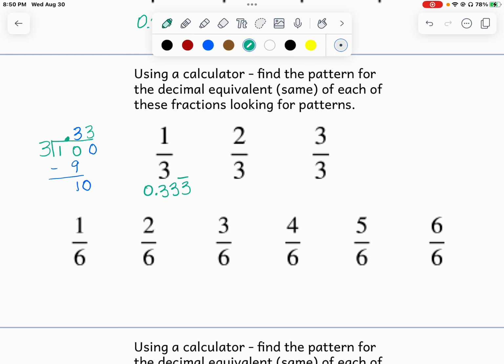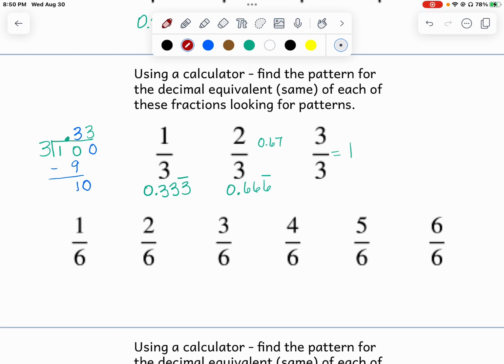Now with 2/3, that's doubled. You can do the long division if you want, but if you can recognize the doubling, 3 doubled is 6. Sometimes you see it as 0.67 because, of course, this 6 would bump the 6 in front of it to a 7. And 3/3 is a whole.